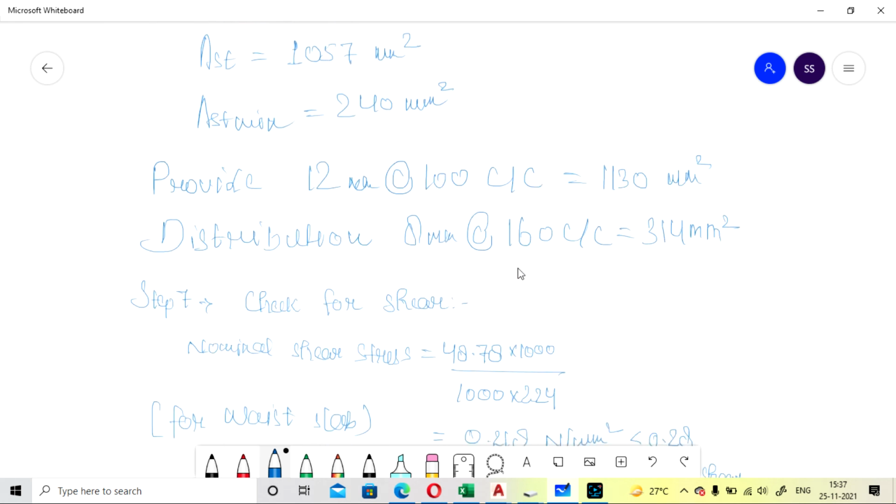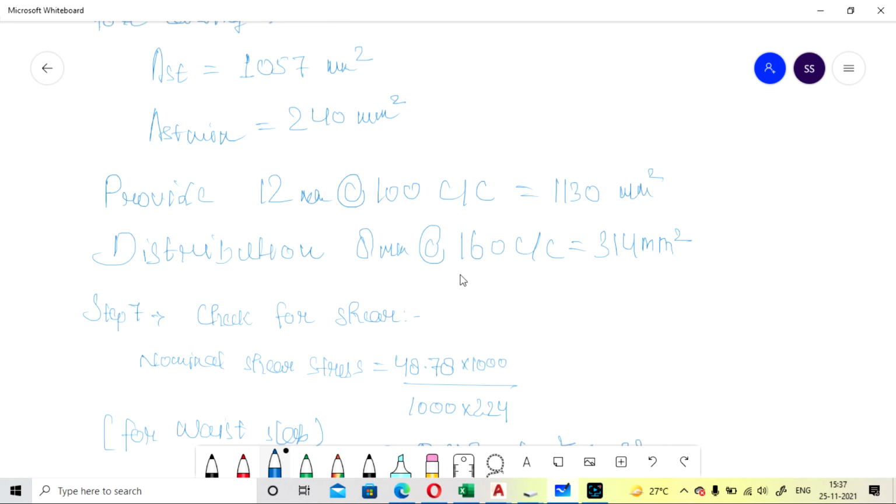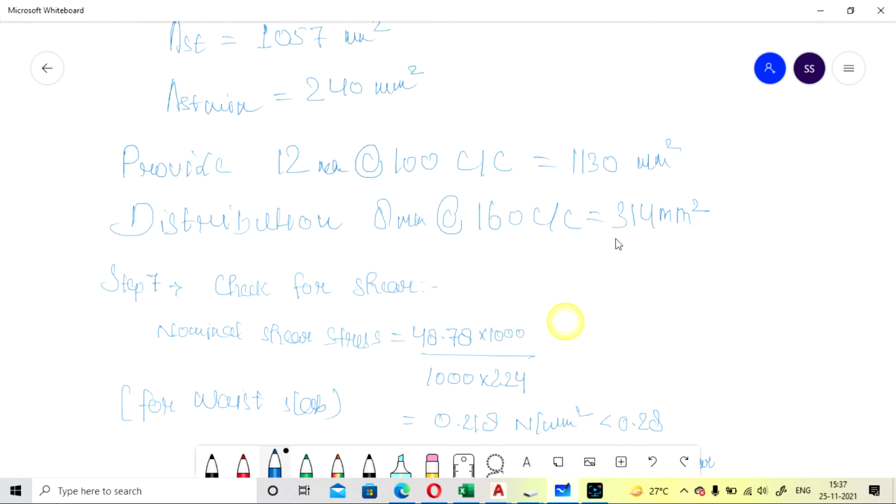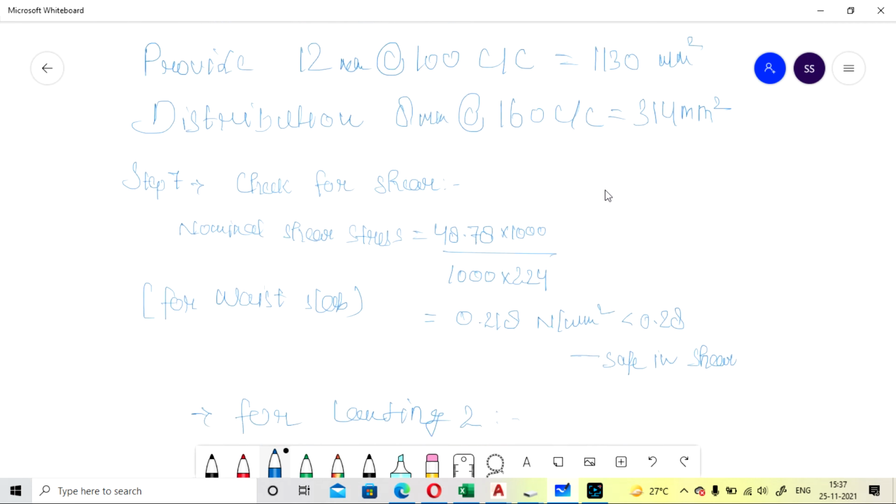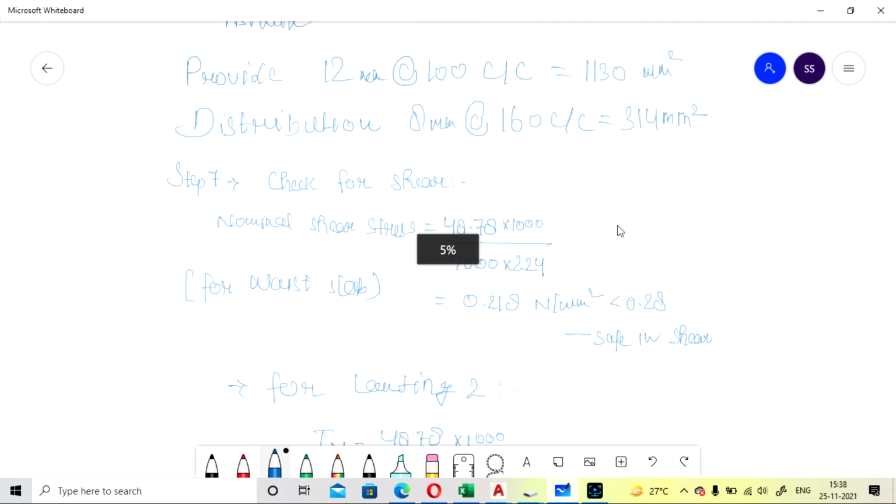For distribution we have to do the same method. So we are going to take 8 mm at 160 similar to the base slab, that is coming as 314 mm square, which is more than 240 mm square. So it is also safe. Now we can go for the check for shear.